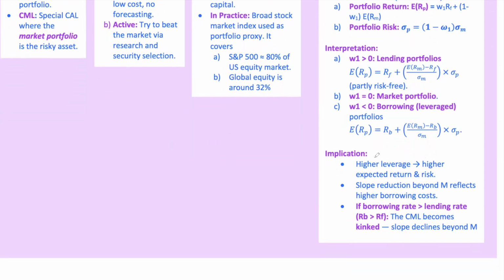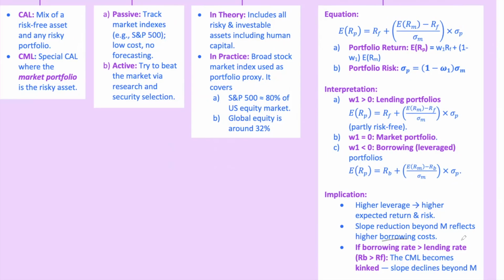More leverage means higher expected return, yes, but also higher risk. And if borrowing costs are higher than the risk-free rate, that line starts to flatten a bit. The slope decreases because you're paying more to take on that leverage. So the takeaway: the CML gives you the best possible combinations of the market portfolio and the risk-free asset. Everything below it is suboptimal. Everything above it, well, that's not achievable in reality.